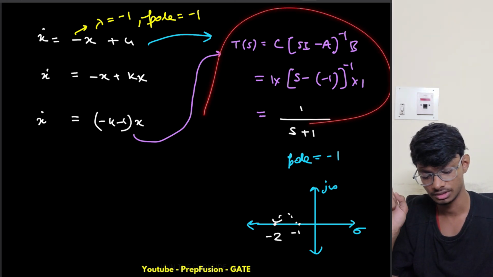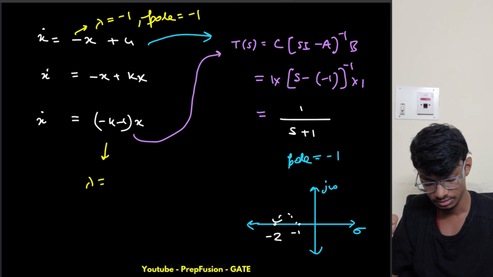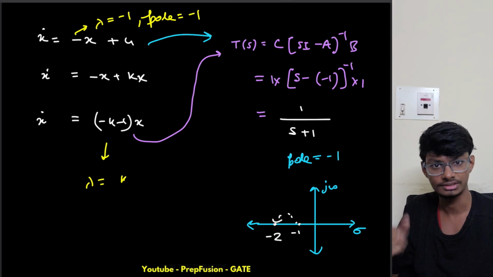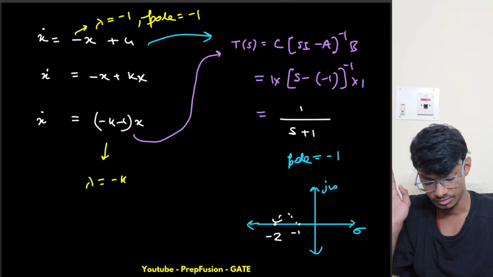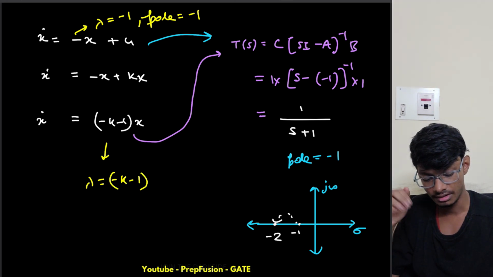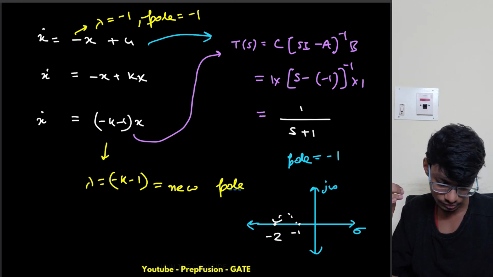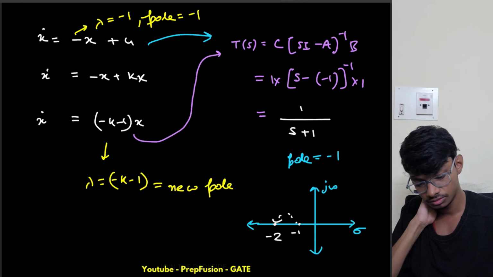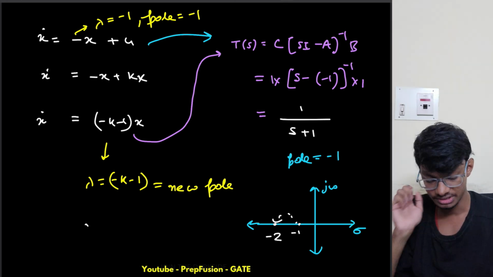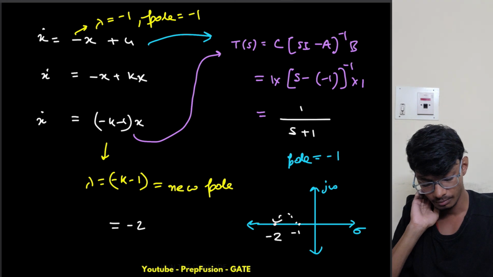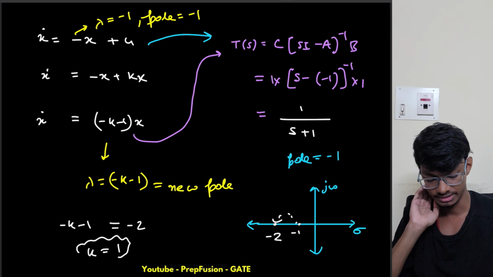You don't need to do this much. Here also, what is the eigenvalue? It is a single element, and that element will itself be the eigenvalue. So minus k minus 1, and this will be the new pole. My new pole is equal to -2 and this is minus k minus 1, so k becomes 1. So this is my answer. k will be 1.